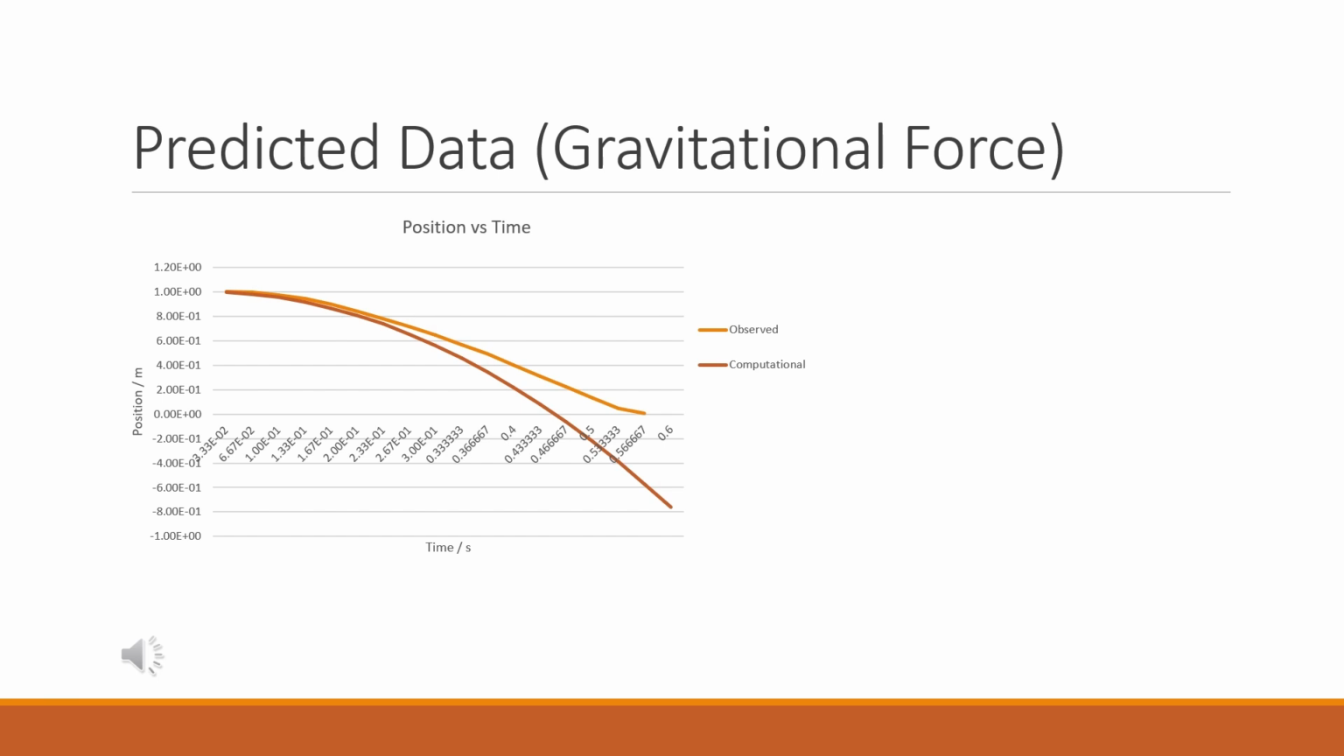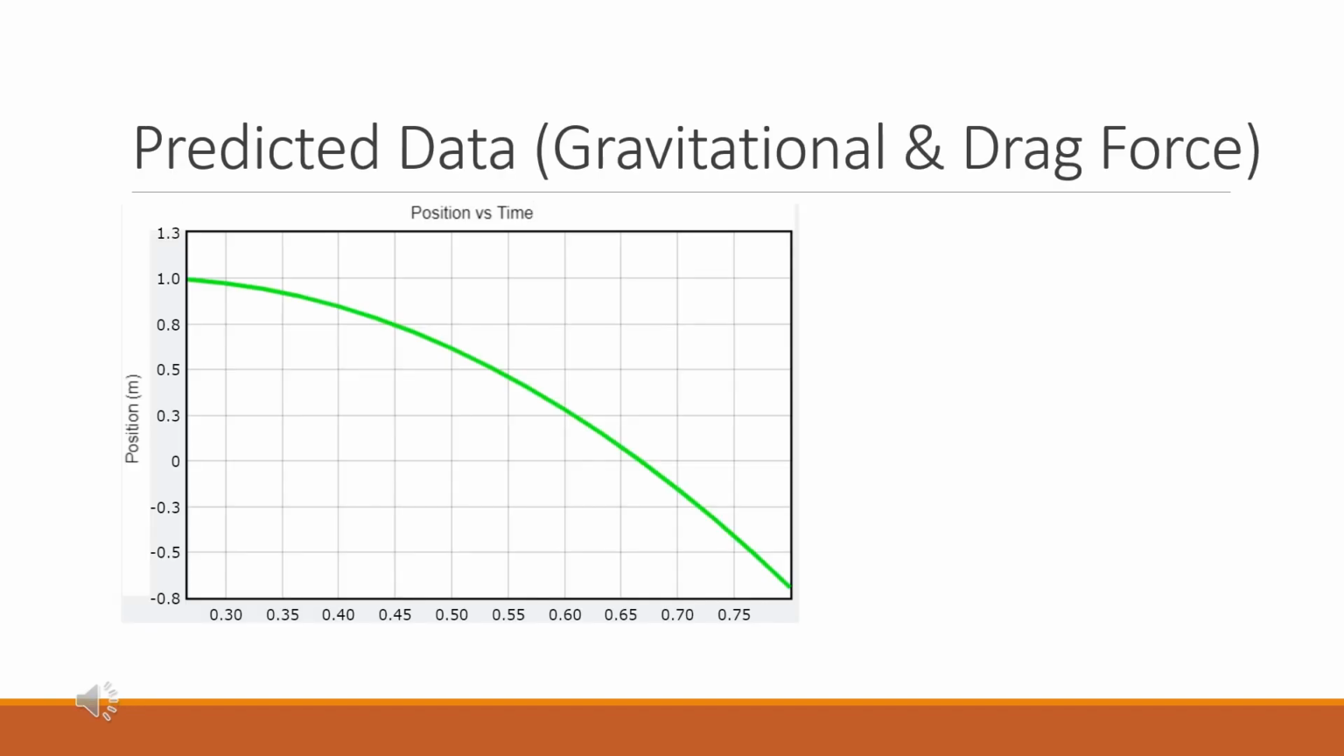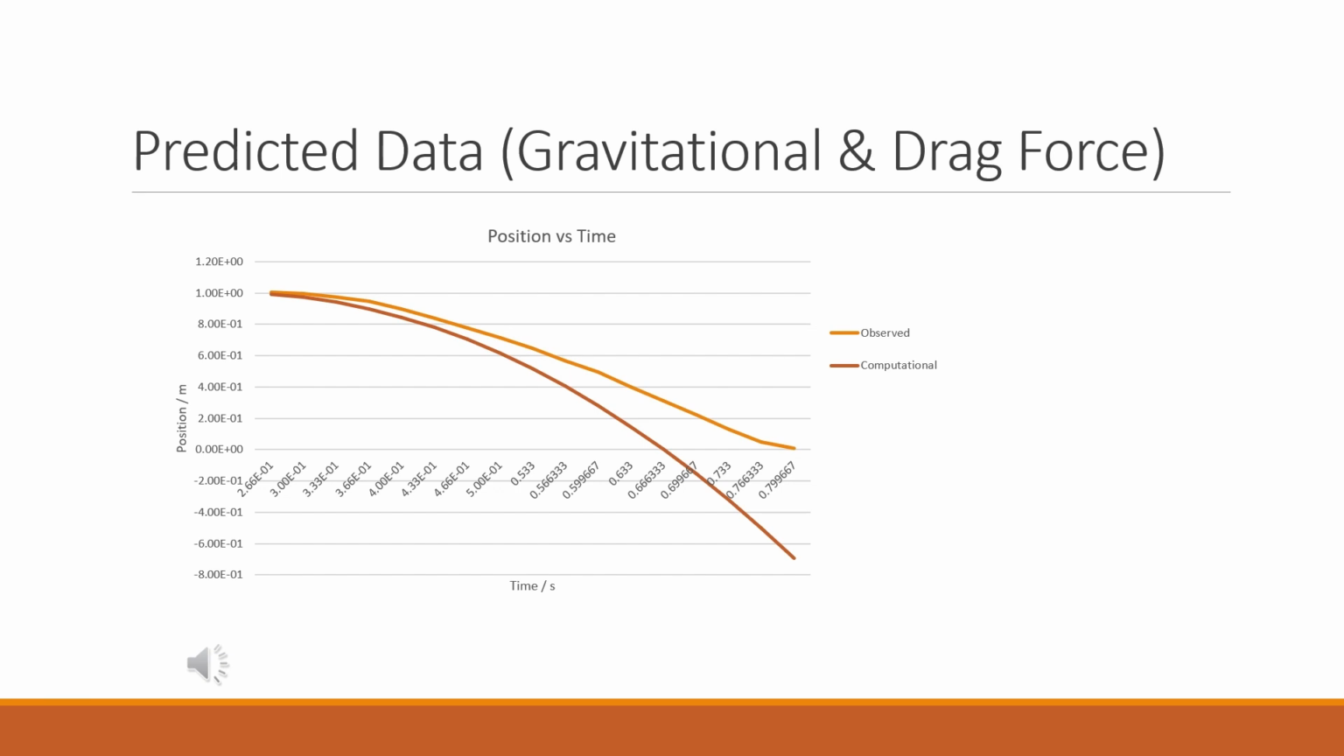This is the code for the gravitational force with the drag force. Overall, the code is pretty similar. It's just that you'll be including a new equation, which is the drag force equation. This is the position time graph for the gravitational and drag force. You can see the shape is pretty similar as well, which is a parabolic shape. The graph is pretty similar to the previous one, where the computational data shows that the ball dropped faster than the observed ball.